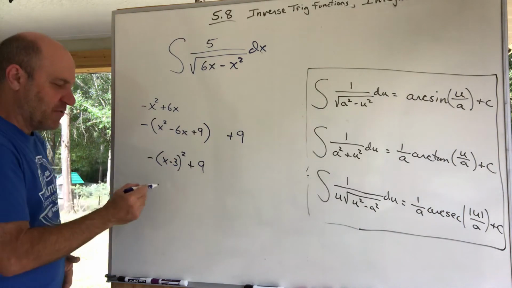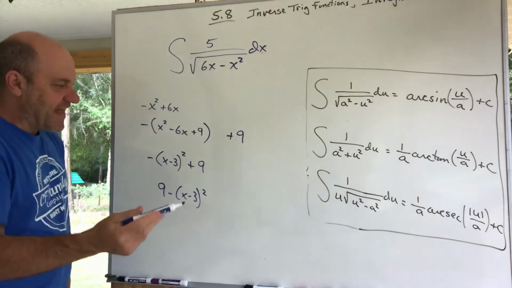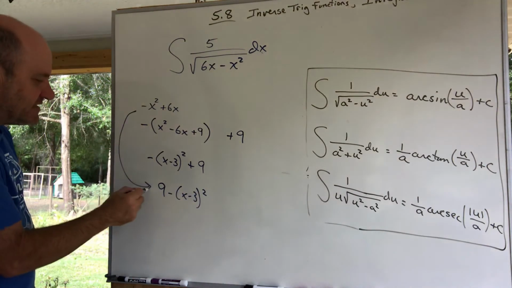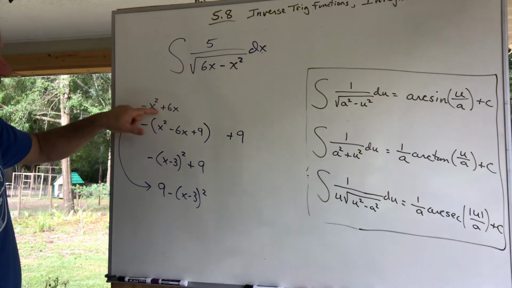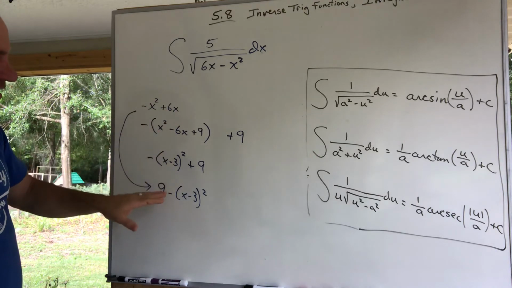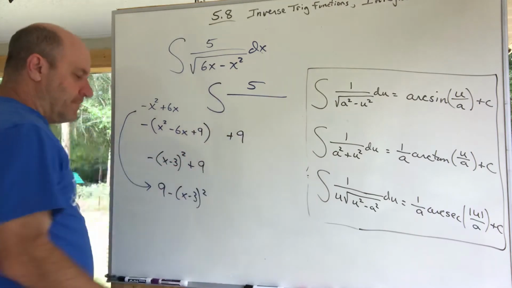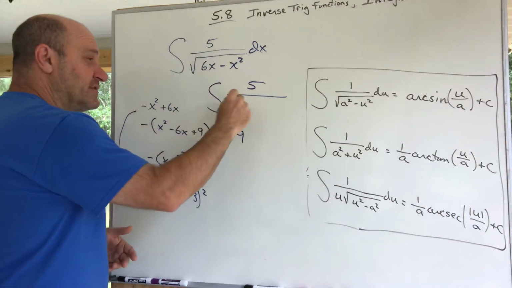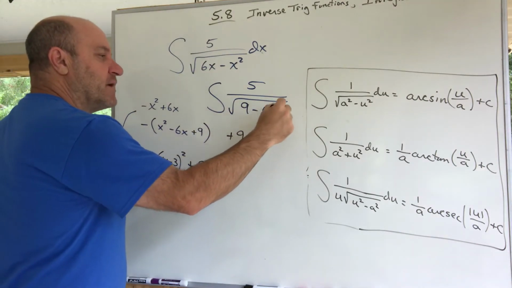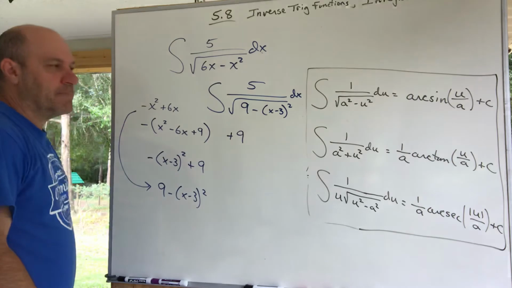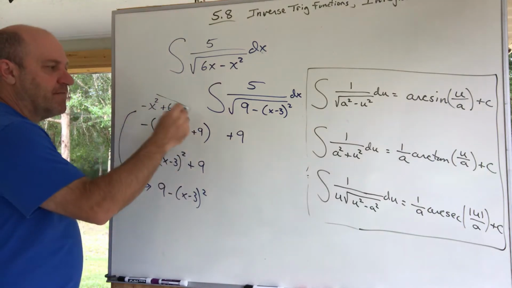I actually want to reverse the way I write this. I want to write it as 9 minus x minus 3 squared. And that's this denominator. We started with this thing in the square root, and I worked on it, completed the square. So now let's put it back. This integral now becomes 5 over the square root of 9 minus x minus 3 squared dx. This turned into this by completing the square.